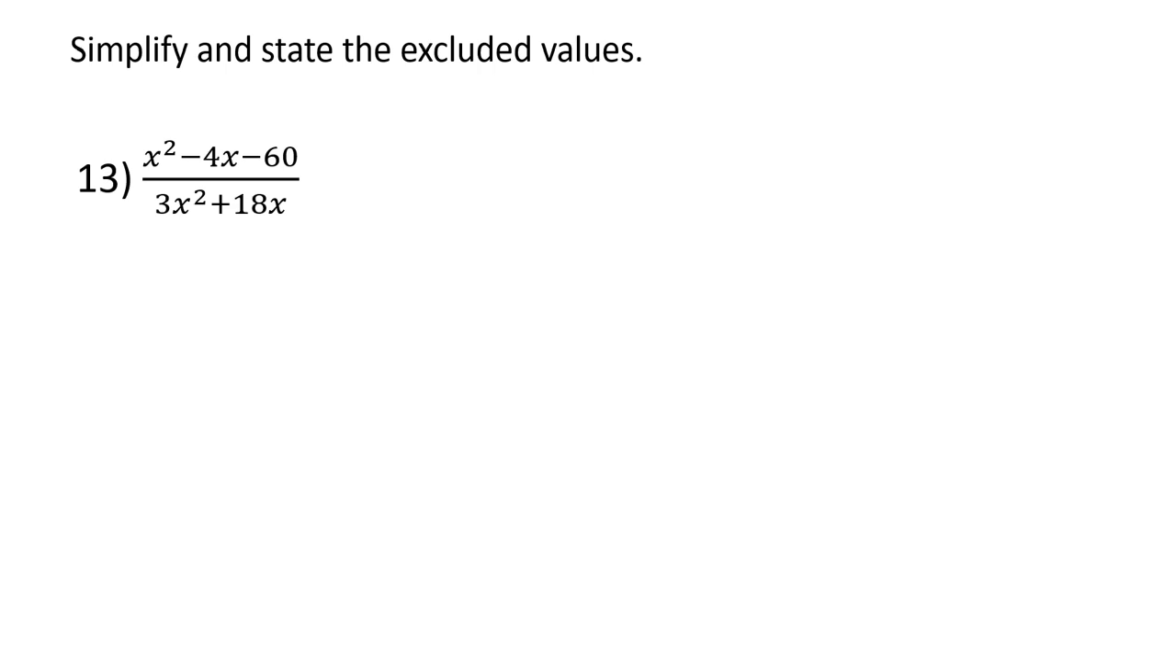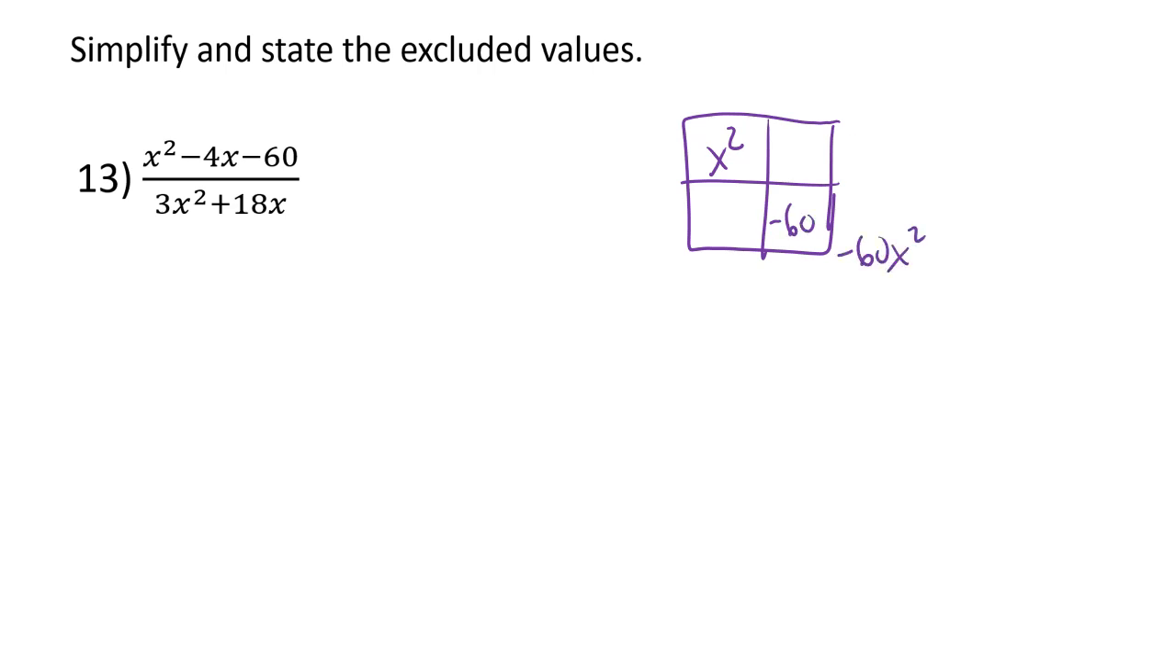Okay, simplifying and stating excluded values. To simplify, you need to factor. So in the numerator, factoring using the box. This time we'll need a negative 10 plus 6 to get the combination right. x, 6, negative 4. So in the numerator, we're going to have this.